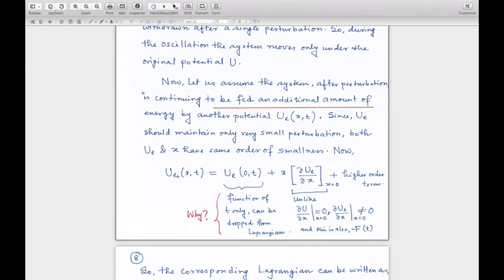Then U_E at x and t can again be developed by Taylor series, like U_E at 0 and time t, plus x times del U_E del x evaluated at x equal to 0, plus higher order terms. Now you can see that the first term is a function of t only, and this can also be written as the total time derivative of another function.